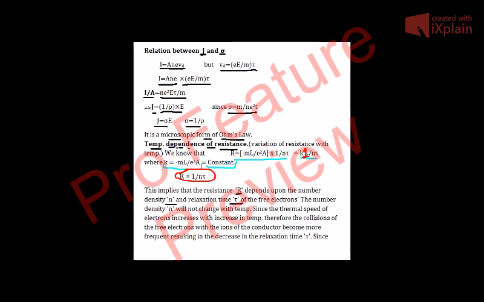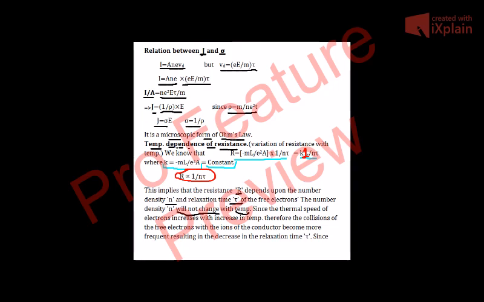So the number density n will not change with temperature. Suppose the number of atoms per cubic meter of a conductor is 10 raised to 29. If we increase the temperature, the number will remain the same. It will not become 10 raised to 30. It will be 10 raised to 29. So number density will not change if we change the temperature, whether we increase or decrease it.